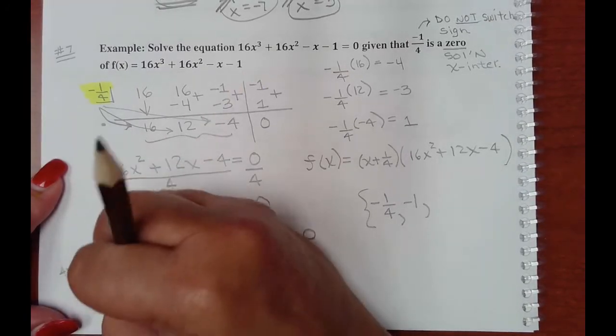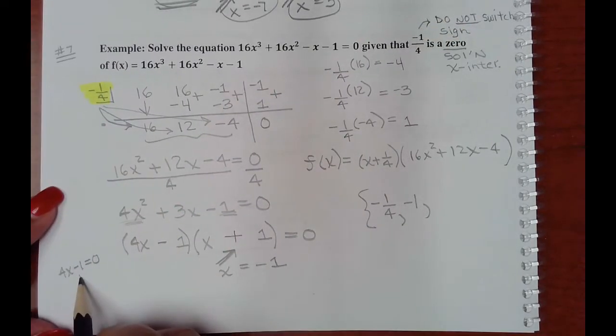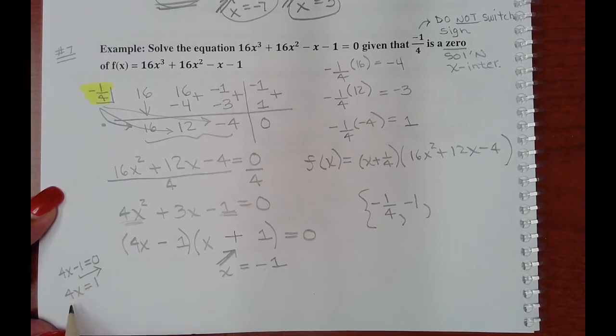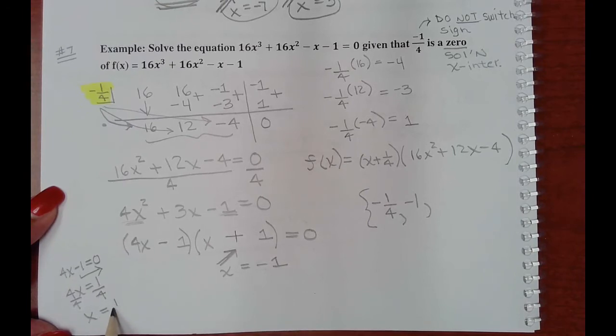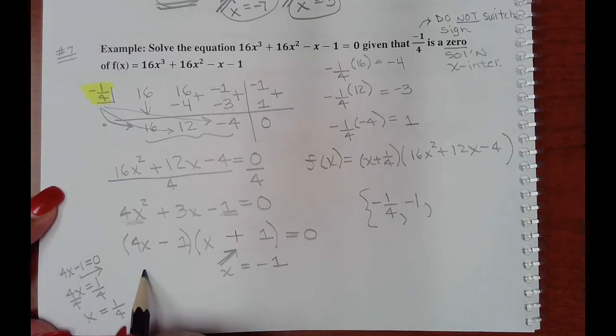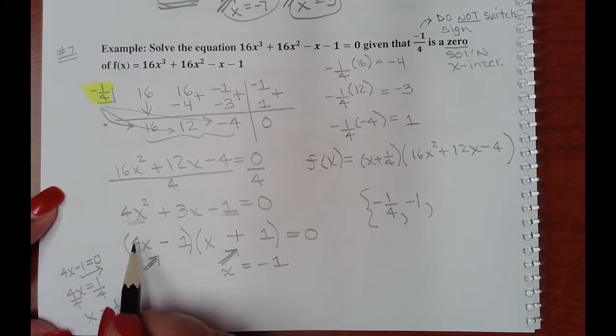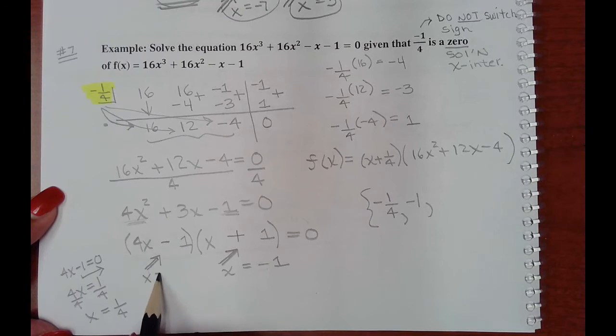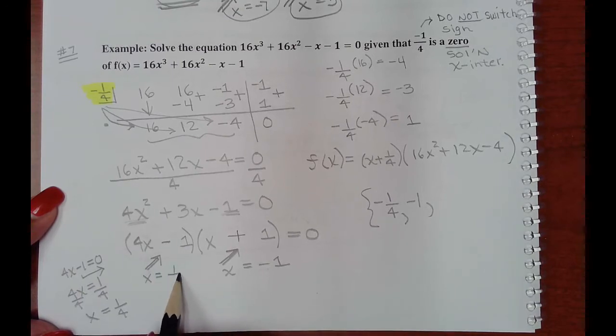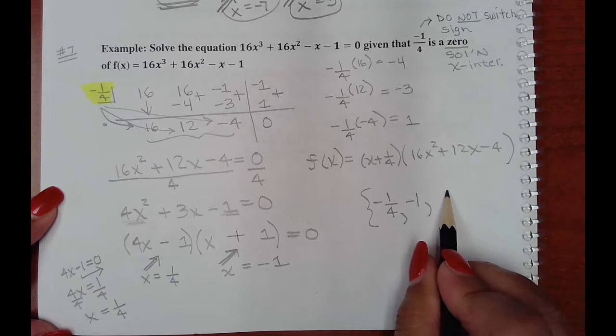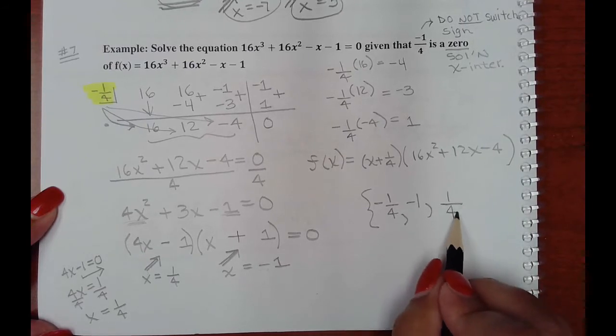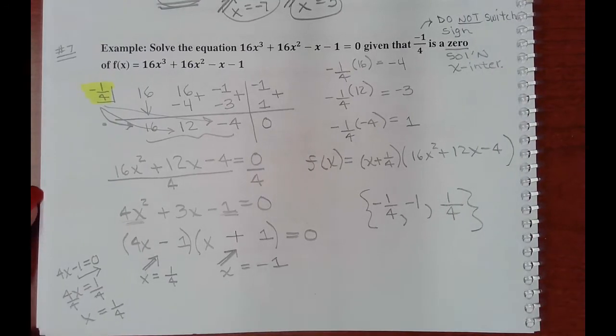And solve it like a little equation, which would mean you would bring the 1 over here. That would leave you with 4x equal to 1. Divide by 4, divide by 4. And you get x is equal to 1/4. And that is what would make this expression equal to 0, and therefore it's called a 0. Okay, so our third and final answer is positive 1/4. And these are the 3 solutions for example number 7.